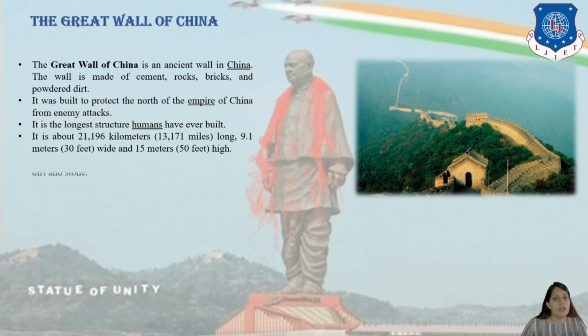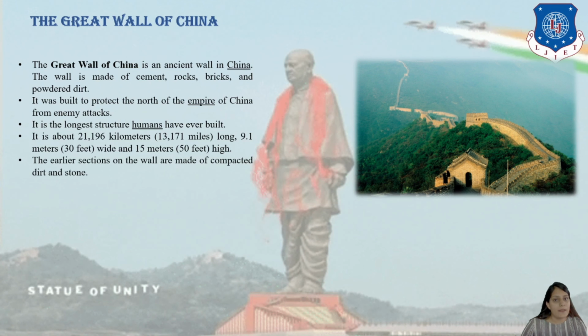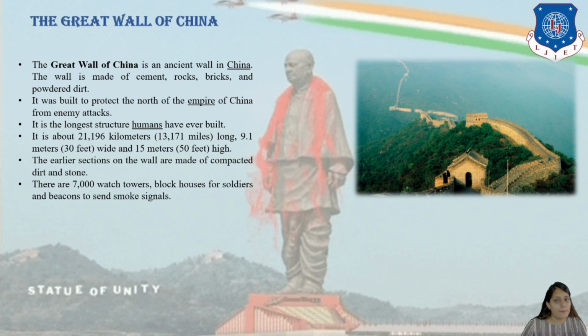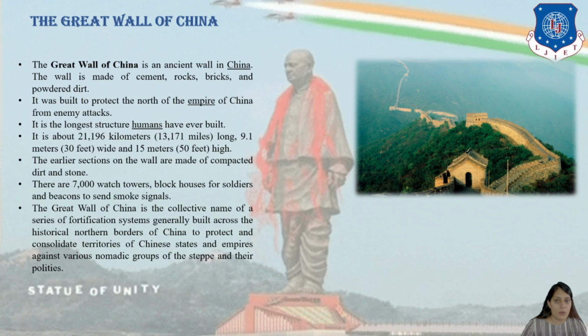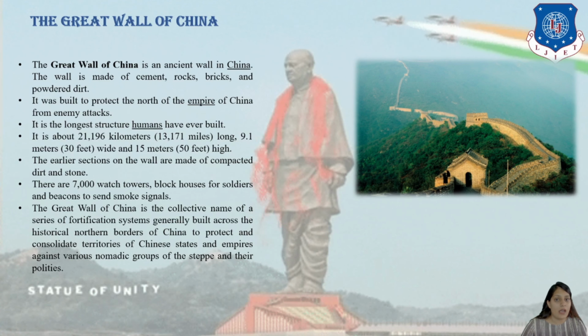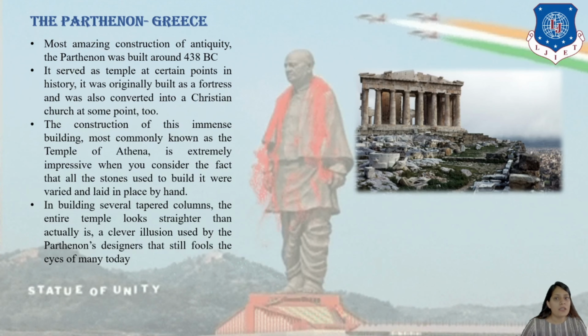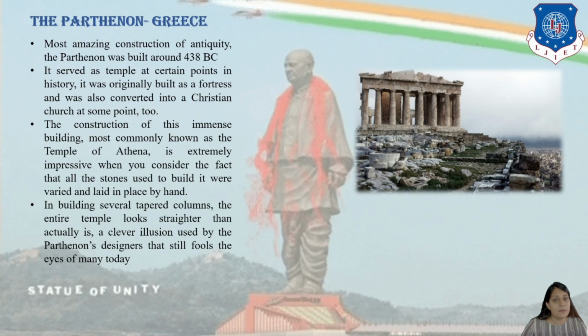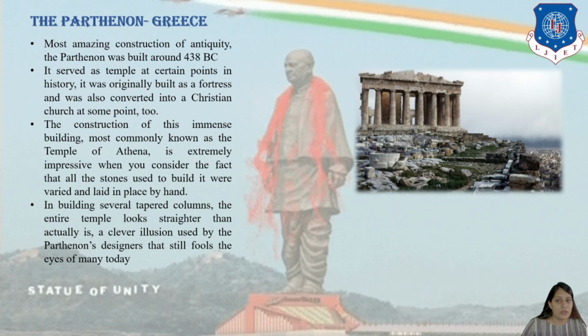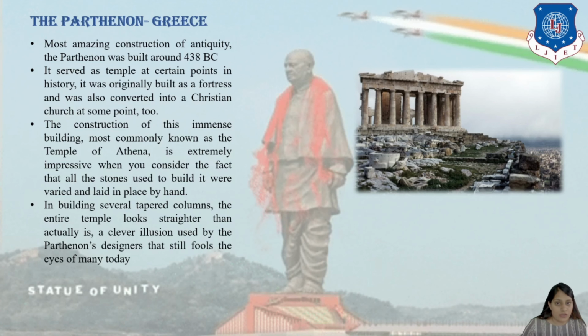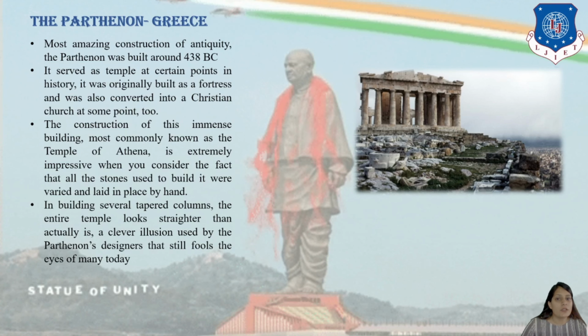So this is how the whole construction of the Great Wall of China was done, right? You can see here all the information I have already mentioned, how it is constructed, what the construction is, how it is done. Now you can see something that might be new for you, which is known as the Parthenon in Greece. What is the Parthenon actually? It is a unique construction. This antiquity was built in 438 BC.